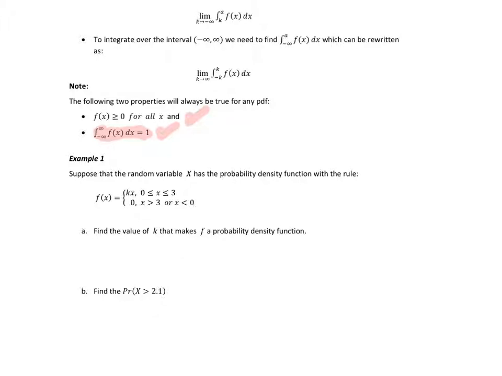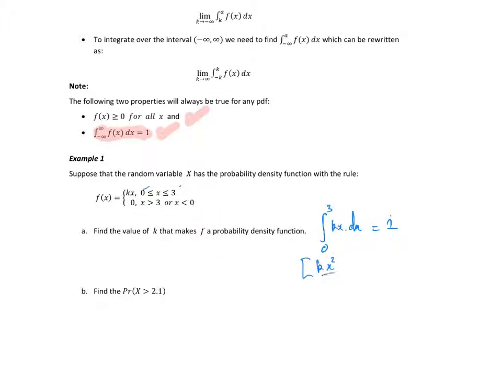So find the value of k that makes this a probability density function. Okay, so if it's a probability density function, it means that the integral between 0 and 3 of whatever the function is has to equal 1. All right, so that's the definition of a probability density function.